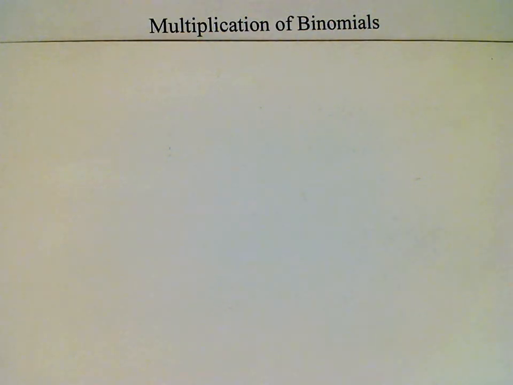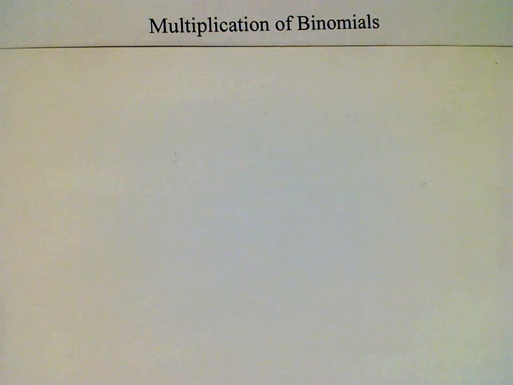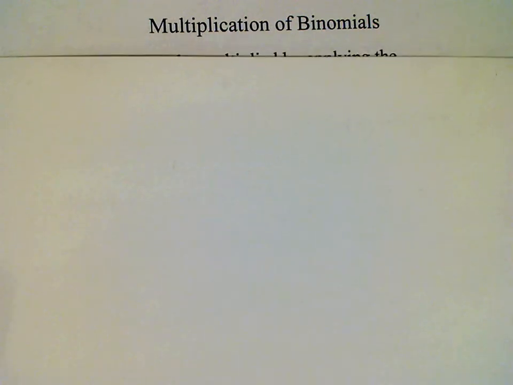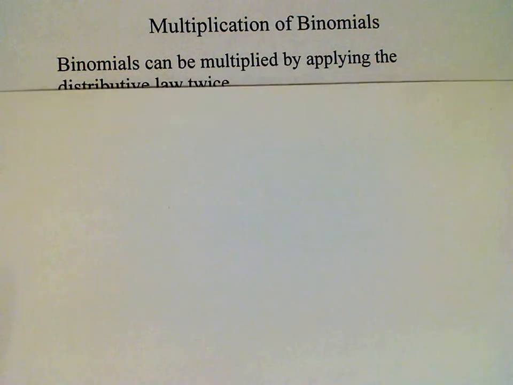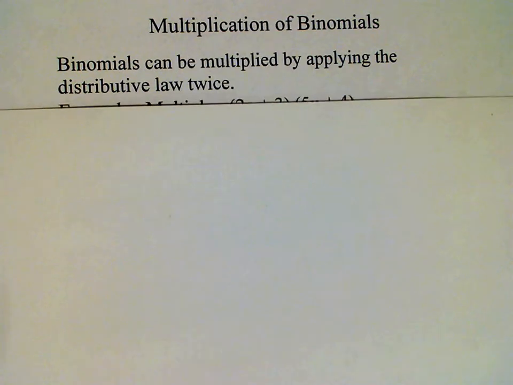Now we know how to multiply a monomial factor by a polynomial. And the next step is to review how to multiply two binomials. And one way to do it is simply to apply the distributive law twice.